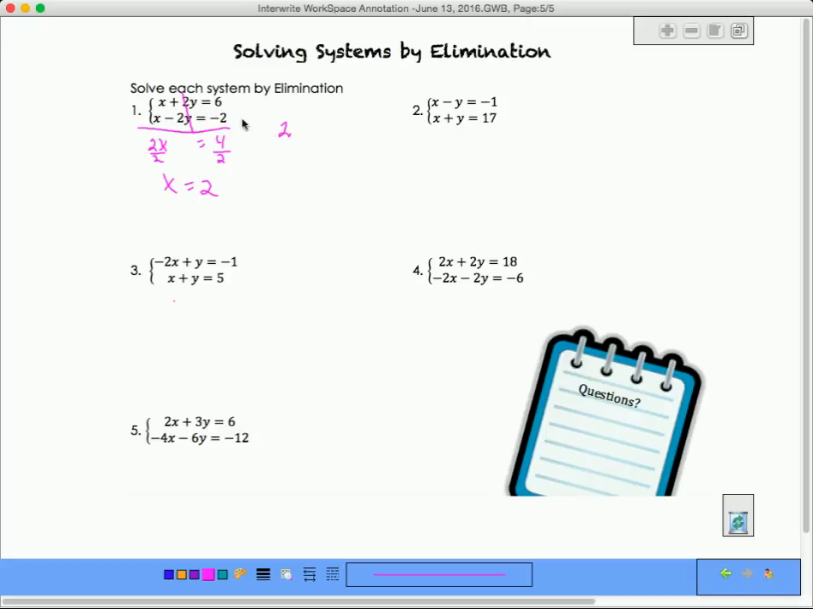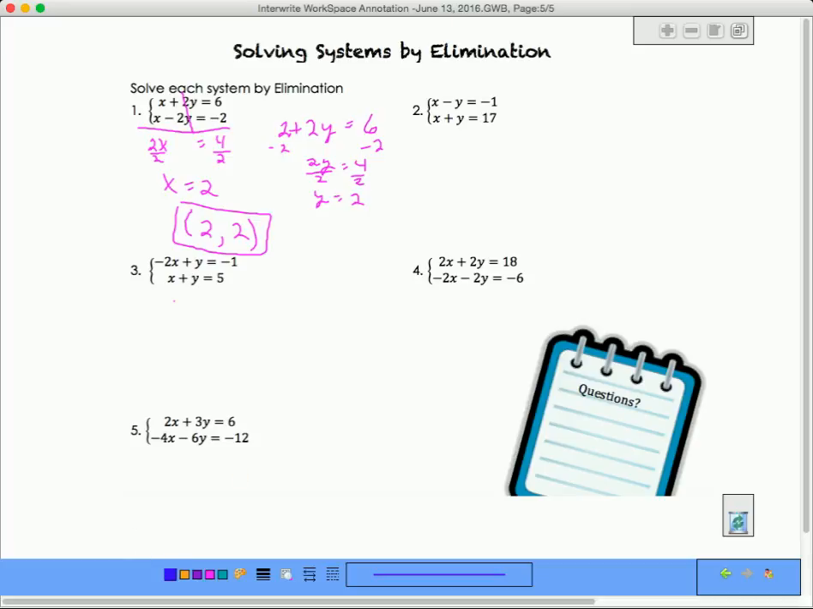So the top equation, where x is, I'm going to put a 2, plus 2y equals 6. Subtract 2. I get 2y equals 4. Divide. And I get y equals 2. So my solution here is the point x comma y. So it's 2, 2.